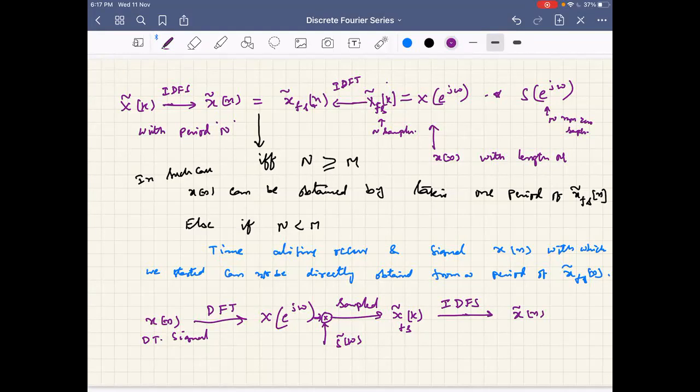So this x tilde of n is equal to x of n if m is lesser than n. So thank you.